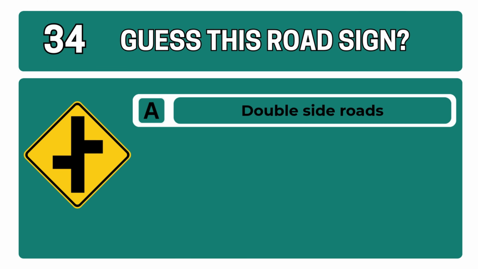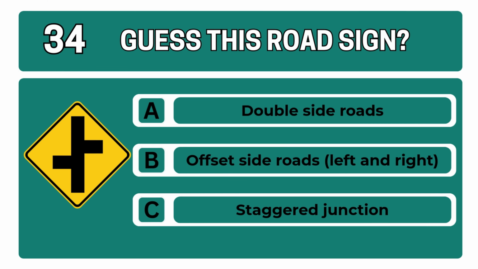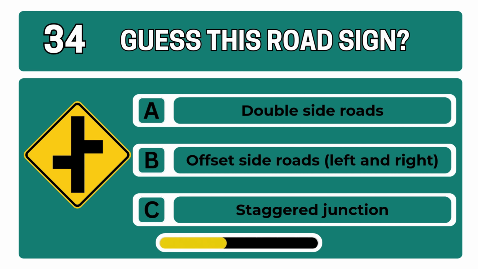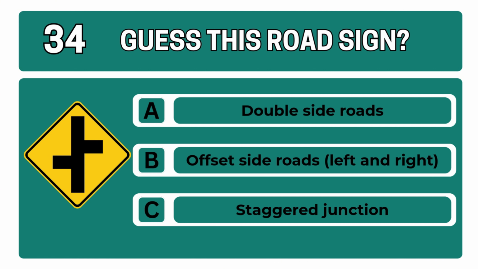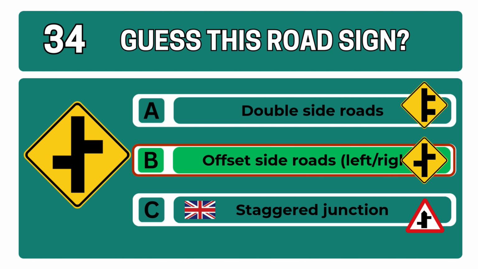Question 34. Guess this road sign. A. Double side roads. B. Offset side roads, left-right. C. Staggered junction. The answer is B. Offset side roads, left-right.